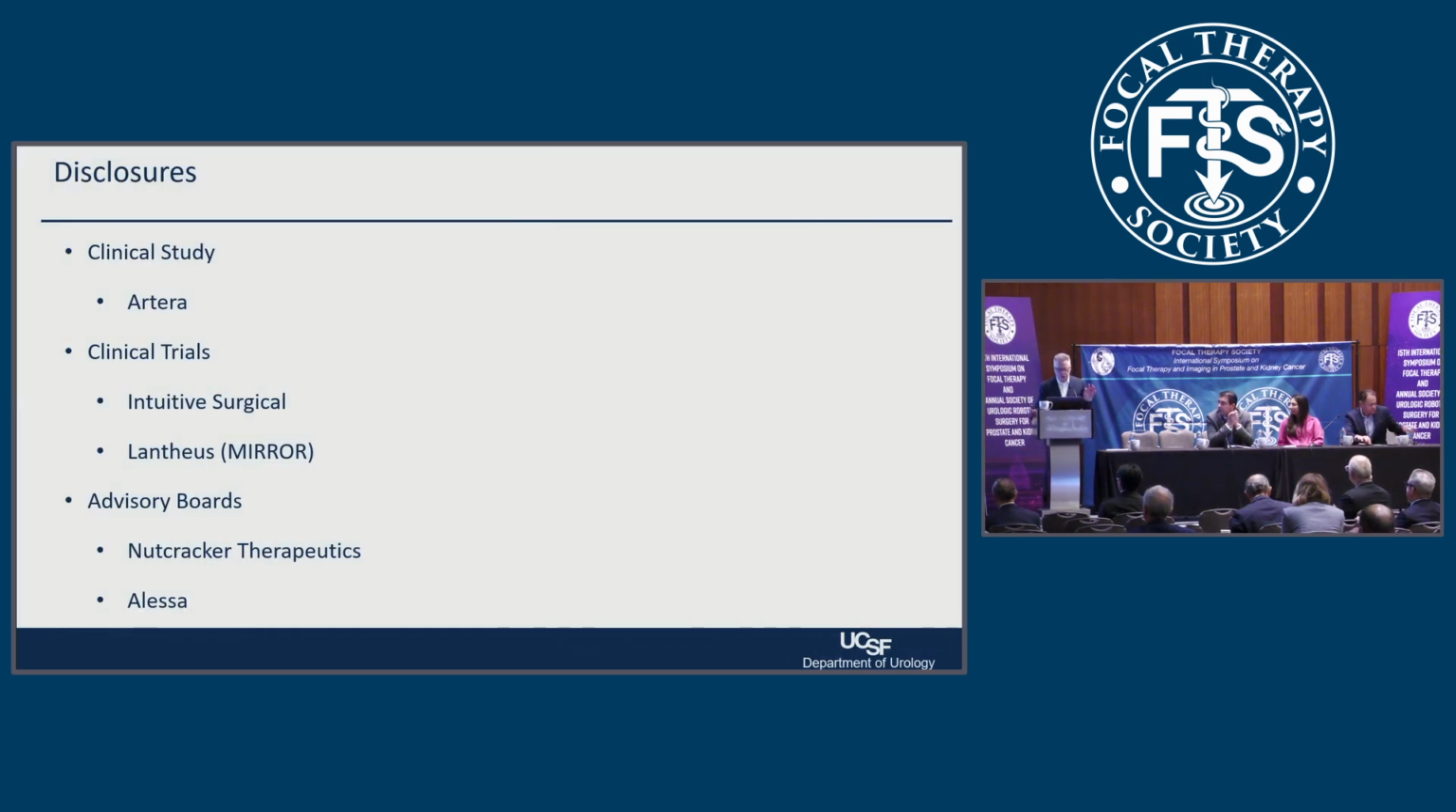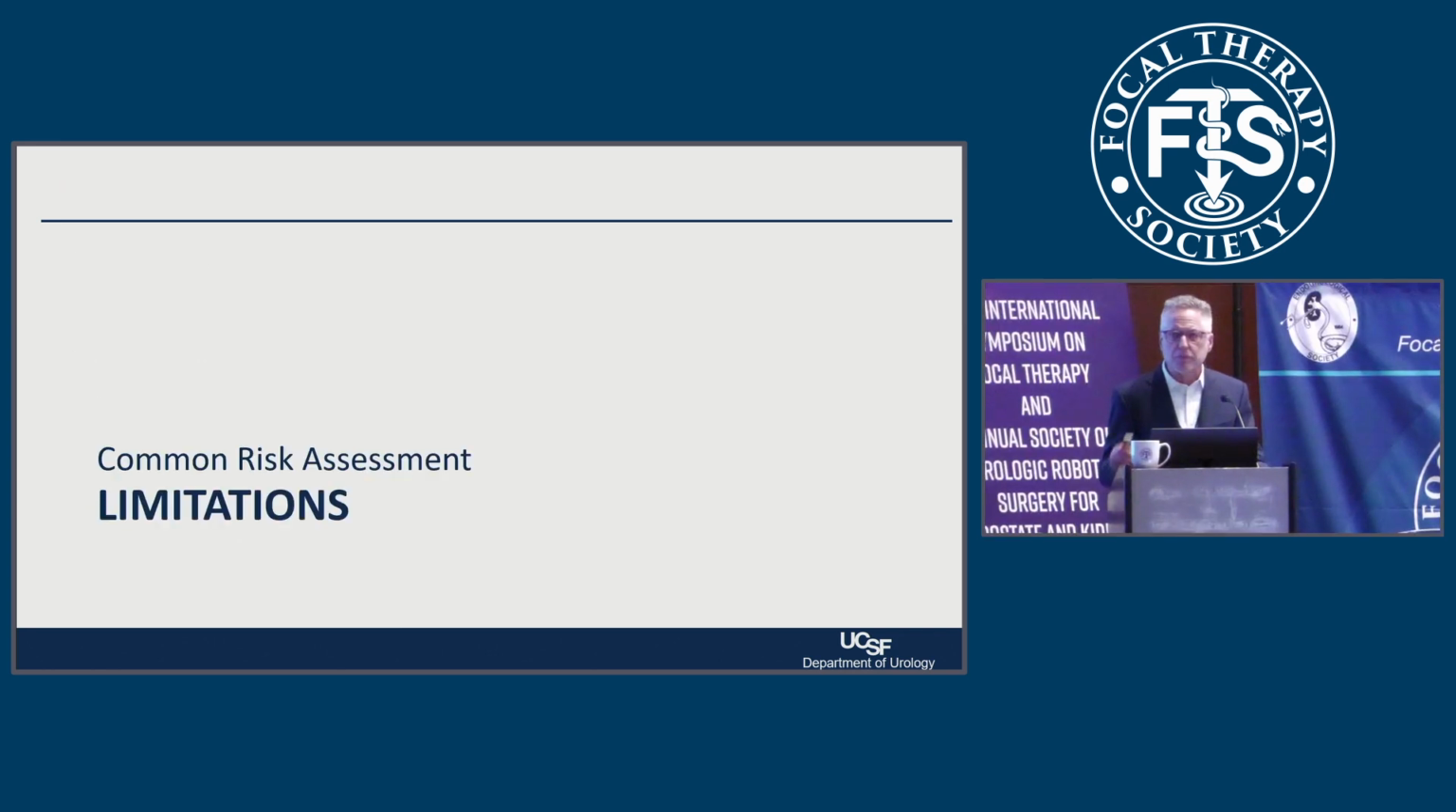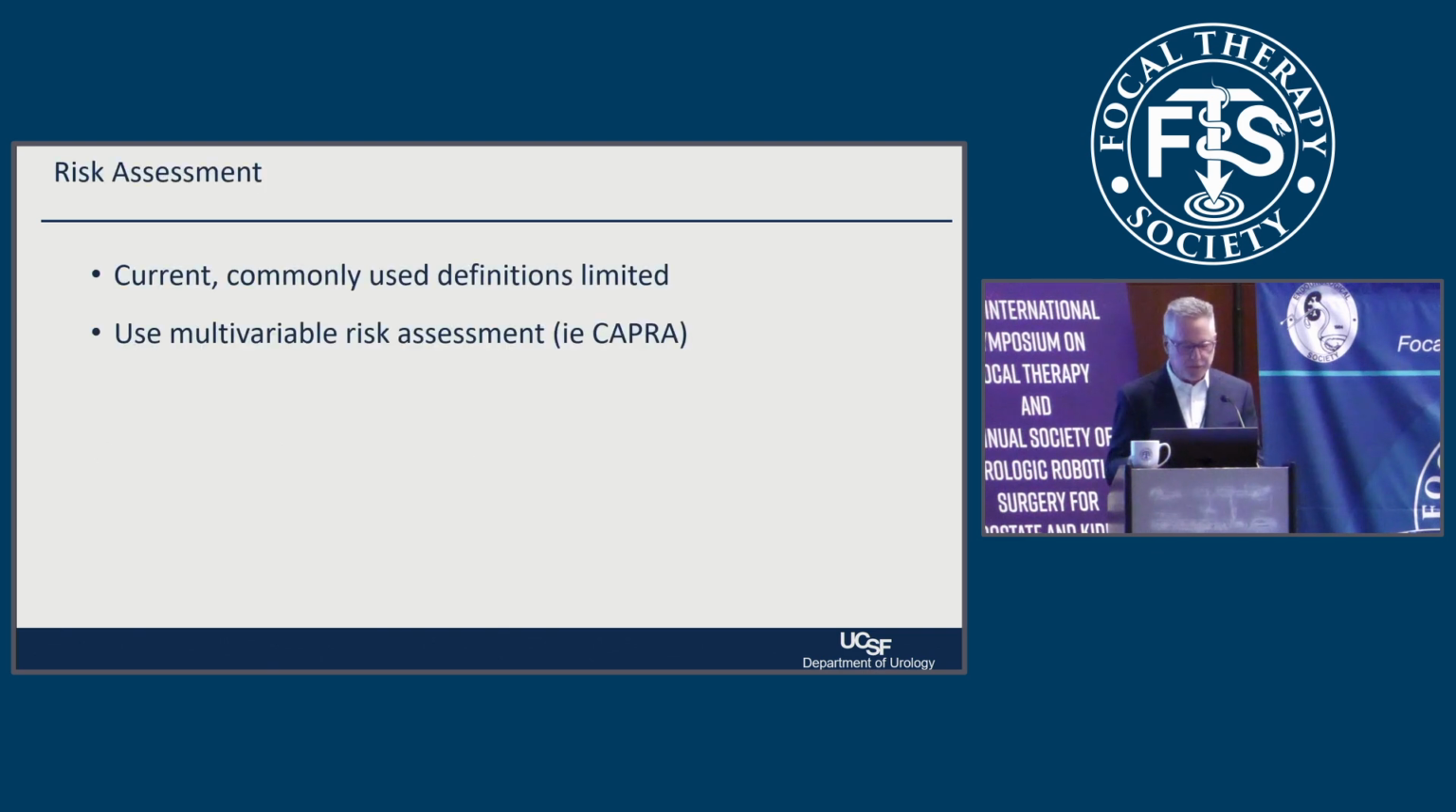Those were excellent talks, these last two talks. I'm going to go over some limitations of common risk assessment. We've heard the terms intermediate risk, high risk, but for this spectrum of disease, the current commonly used definitions are quite limited. If you look at the NCCN definitions of disease risk, they're actually quite limited and they don't predict very well. I would tell people you need to use a multivariable risk assessment model like CAPRA to get a better sense of what risk is really like.